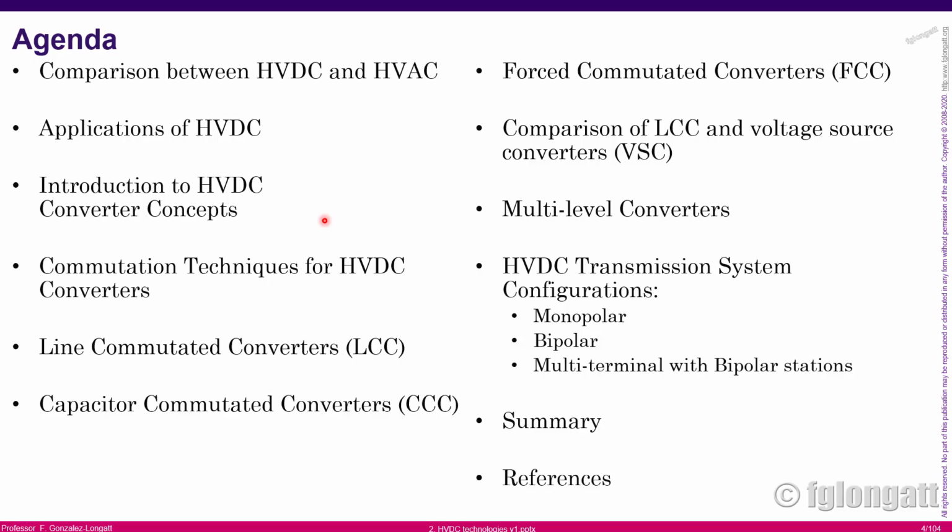Let's go for business. What is the agenda for this video today? The agenda is quite long. I will start with a comparison between the HVDC systems and the classical HVAC systems. I mean the comparison between direct current and alternating current used for high voltage transmission. Then I will talk about some applications of HVDC systems inside the power system, and an introduction about HVDC and the basic concepts related with converters. And then I will go for a very short introduction about commutation techniques used in HVDC system converters.